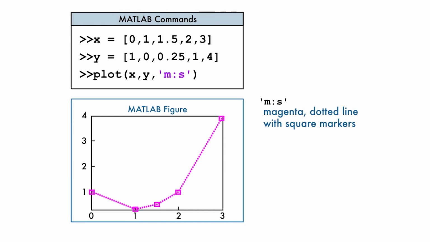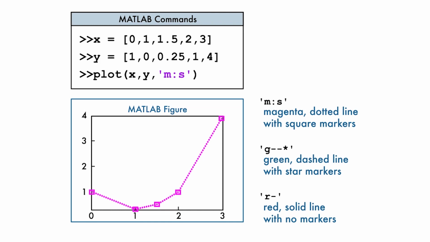A few other examples of the third input to the plot function are given. Try experimenting with other possibilities and combinations to see the effect on the graph.